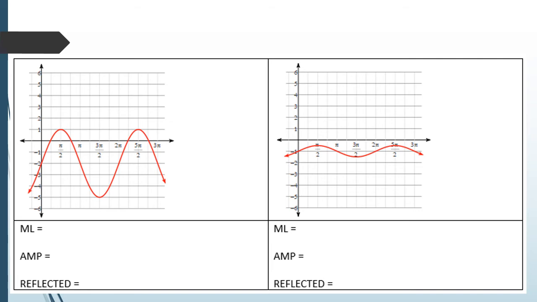So a few more examples just so we get used to it a little bit. Max is at 1, min's at negative 5. 1 plus negative 5 divided by 2 gives me negative 4 divided by 2 gives me negative 2, so y equals negative 2. So right here is my midline. We'll use the math this time. Our max is at 1 minus negative 2. Subtract the negative, we add, so that's where that comes from. There's the 3. And then finally, once again, the graph is going upward, so no, this is not reflected.